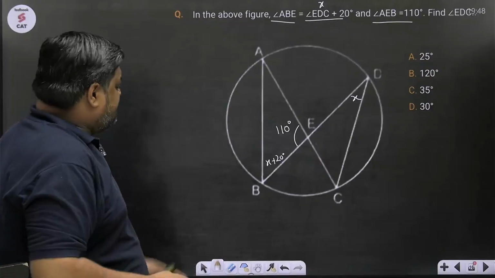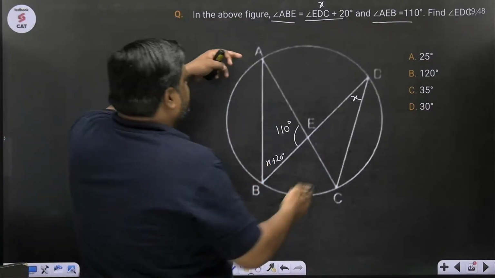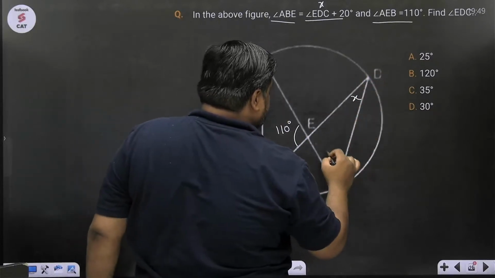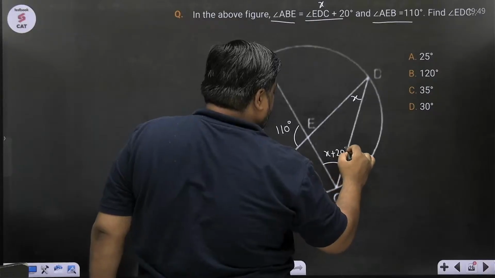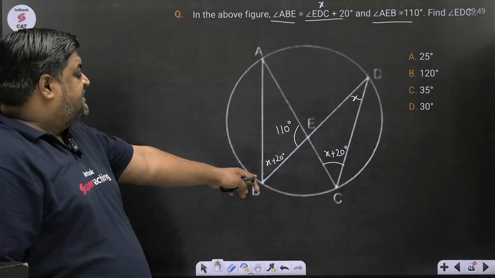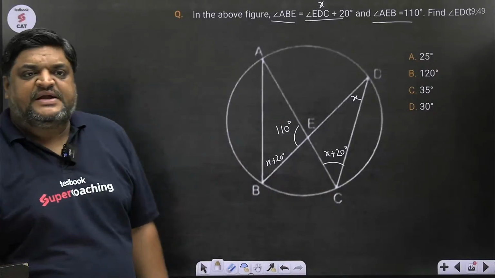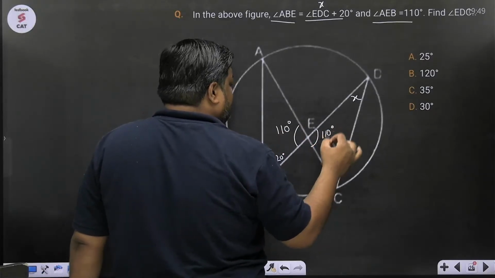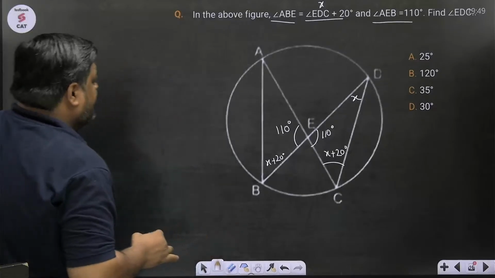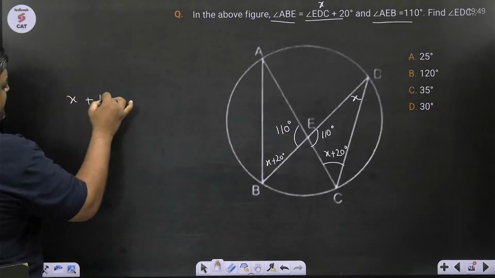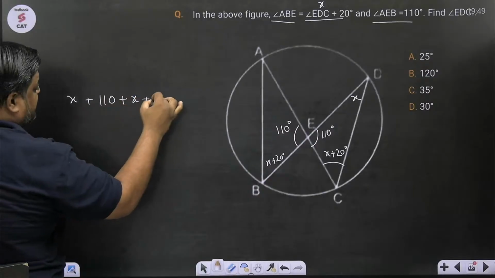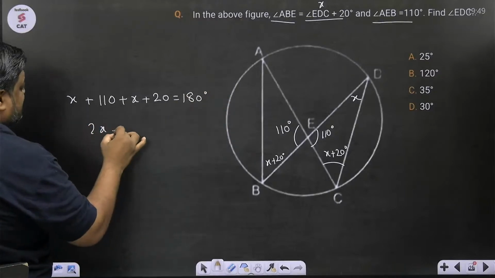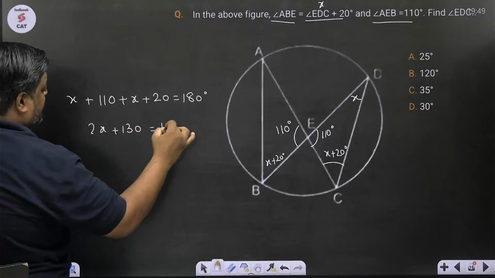Okay. Now, if this is x plus 20, angle in the same segment, this angle and this angle, both have to be equal. If angle B is x plus 20, angle C has to be x plus 20. Sorted. If this is 110 degrees, this would be 110 degrees. Now, sum of three angles has to be 180. x plus 110 plus x plus 20 is equal to 180 degrees. Chalo, 2x plus 130 is equal to 180 degrees.